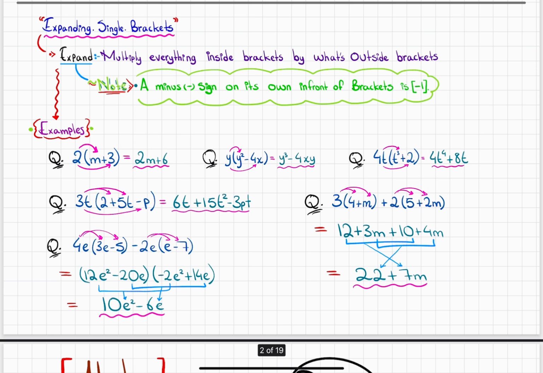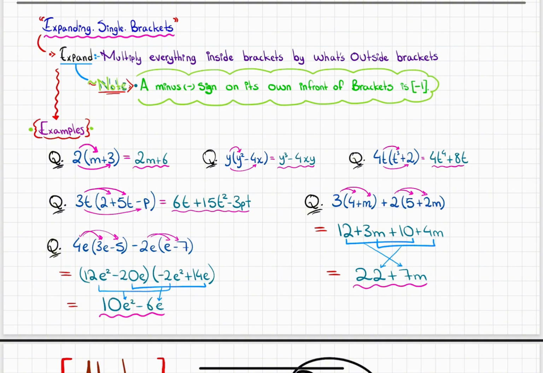Expanding single brackets. So what do we mean by expand by definition? Expand is to multiply everything inside the brackets by what is outside the brackets. A minus sign on its own in front of the bracket means a negative 1. So sometimes you might see a negative sign just outside the bracket. This is actually another way of writing negative 1. Examples. So again, multiply everything inside the brackets with what's outside the brackets. The rule is very simple.